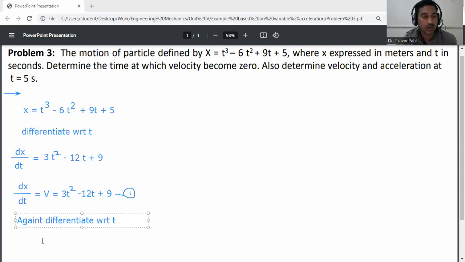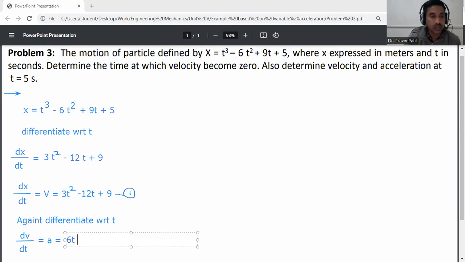Again differentiate equation one with respect to t. So dv by dt is equal to a, acceleration. a is equal to the derivative of 3t square, which is 2t, so 2 into 3 is 6t. Then the derivative of 12t is minus 12. The derivative of 9, a constant, is 0. So this is the acceleration equation. Write down this one as equation number 2.